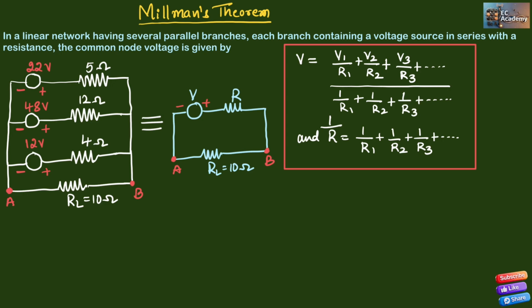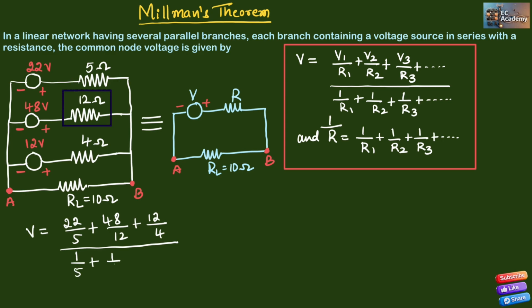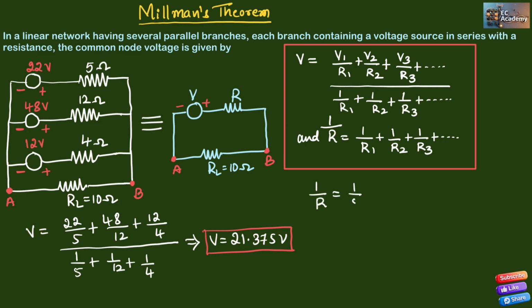First, let us find the voltage. So the voltage V can be given as 22 divided by 5 plus 48 divided by 12 plus 12 divided by 4, whole divided by 1 by 5 plus 1 by 12 plus 1 by 4. So if we simplify this, we'll get V is equal to 21.375 volts, and the equivalent resistance can be given by 1 by R is equal to 1 by 5 plus 1 by 12 plus 1 by 4.